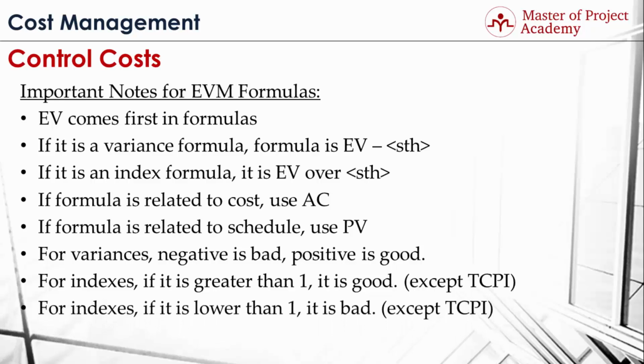If you are interpreting an index formula result, if it is less than 1, it is an indication of bad performance. For instance, CPI less than 1 means project is over budget, and SPI less than 1 means project is behind schedule. This is valid except TCPI. For TCPI, results greater than 1 are an indication of bad performance, and shows that it will be less likely to complete the project on budget at completion or estimate at completion value.